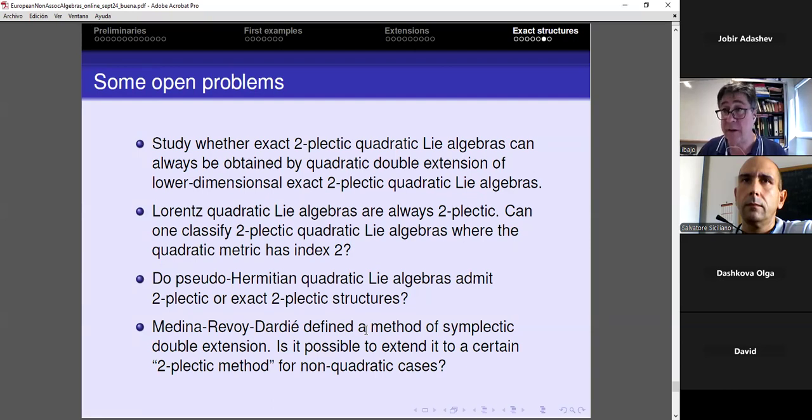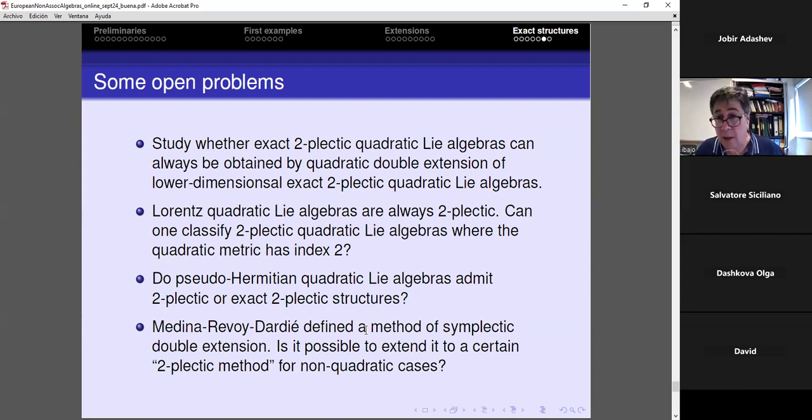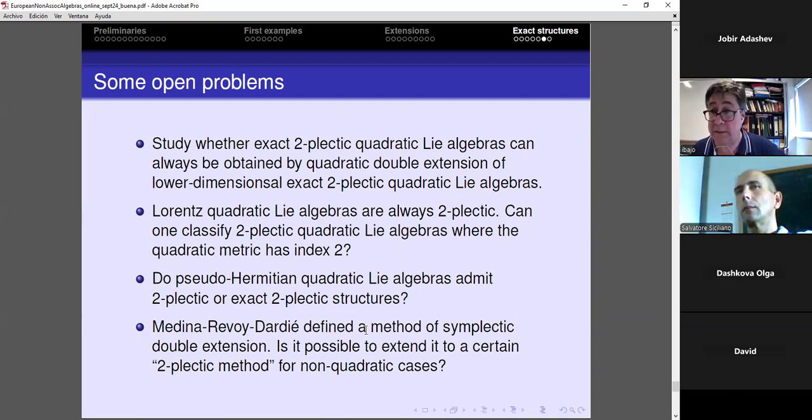I mean, if you have one Lie algebra which is, let's say, quadratic and k-plectic, whether it is always (k+1)-plectic. Which I don't know, but it would be a very interesting case outside of the two-plectic cases, actually.